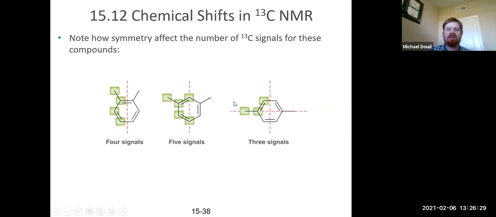I guess I could have just gone to the next slide and shown you here. This is kind of interesting. This is a dimethyl benzene, which is also known as xylene, where you have 2 methyl groups. If they're ortho substituted, you get 4 signals. If they're meta substituted, you get 5 signals. And then if they're para substituted, you only get 3 signals. That's an interesting way of looking for the symmetry there.